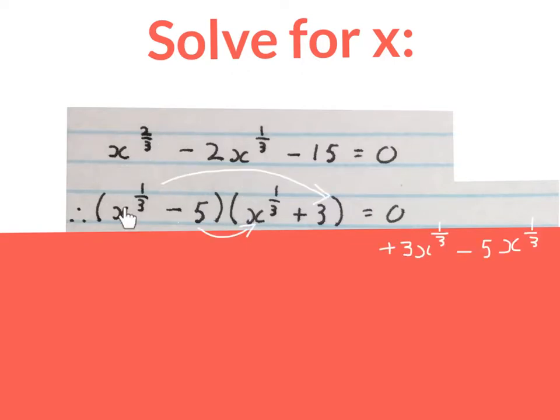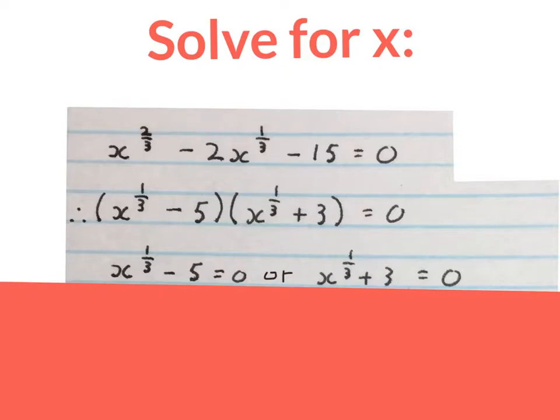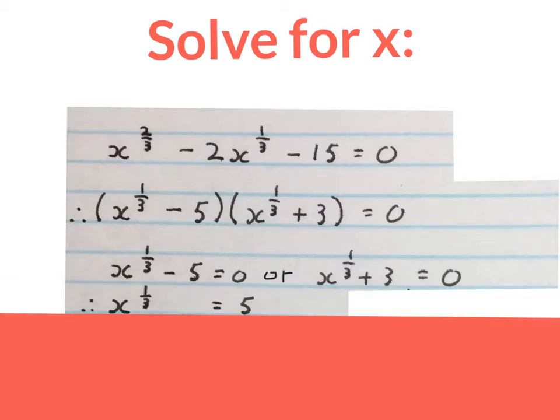This x to the power of a third times plus 3 will give me plus 3x to the power of a third. Minus 5 times x to the power of a third will give me minus 5x to the power of a third. The minus 5 times plus 3 gives me the minus 15. So this factorizing is right. Then two possible answers might come out of here. So we write this equals to 0 or that equals to 0. Let's do them one at a time.